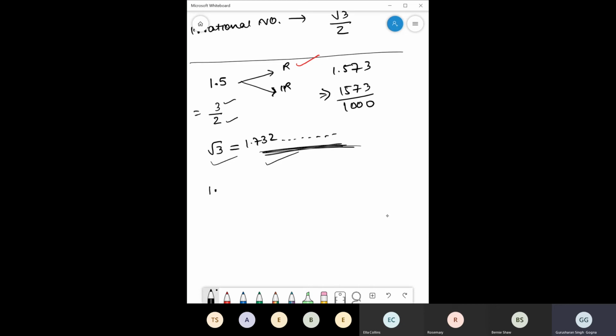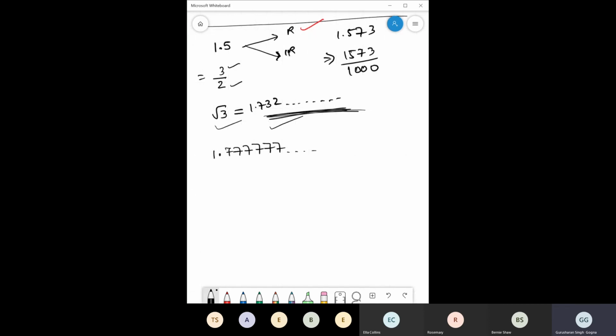Another example is, let's say, 1.777777. So 7 is recurring. So can you guess whether it is rational or irrational now? Let's see. Somebody is saying irrational. Anybody else? Irrational. Irrational. Okay. So pretty much everybody is saying irrational. It is actually a rational number.